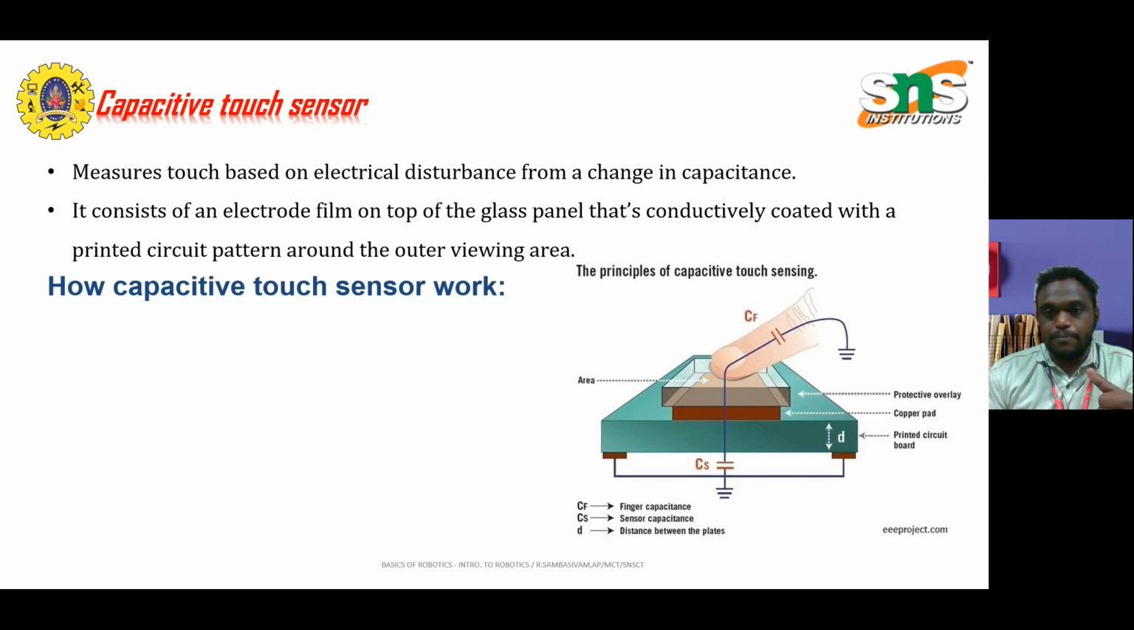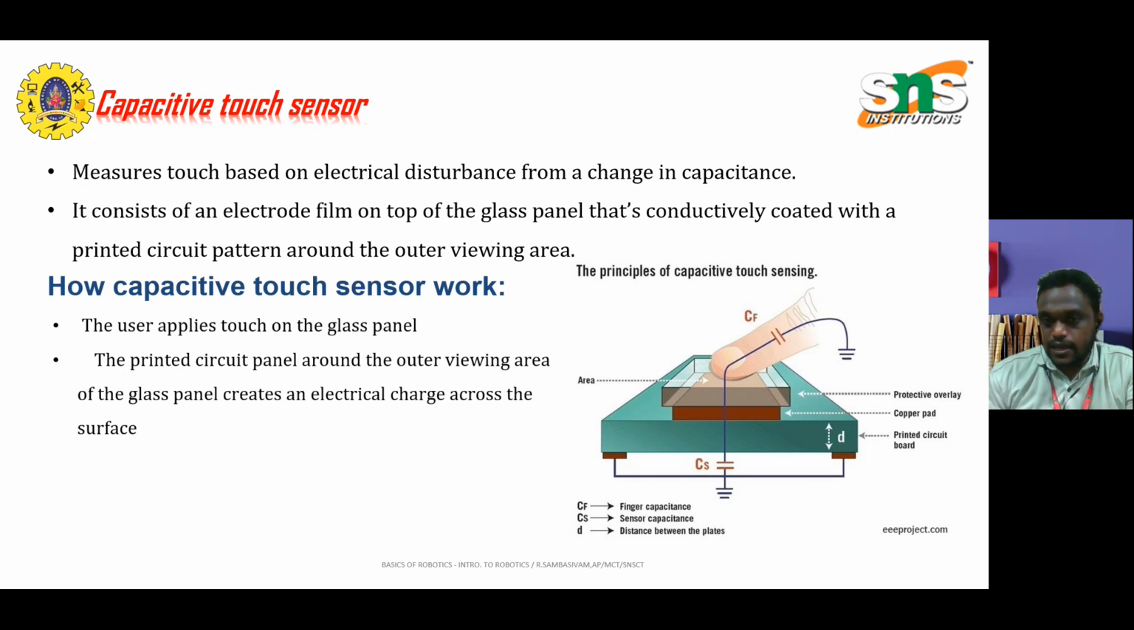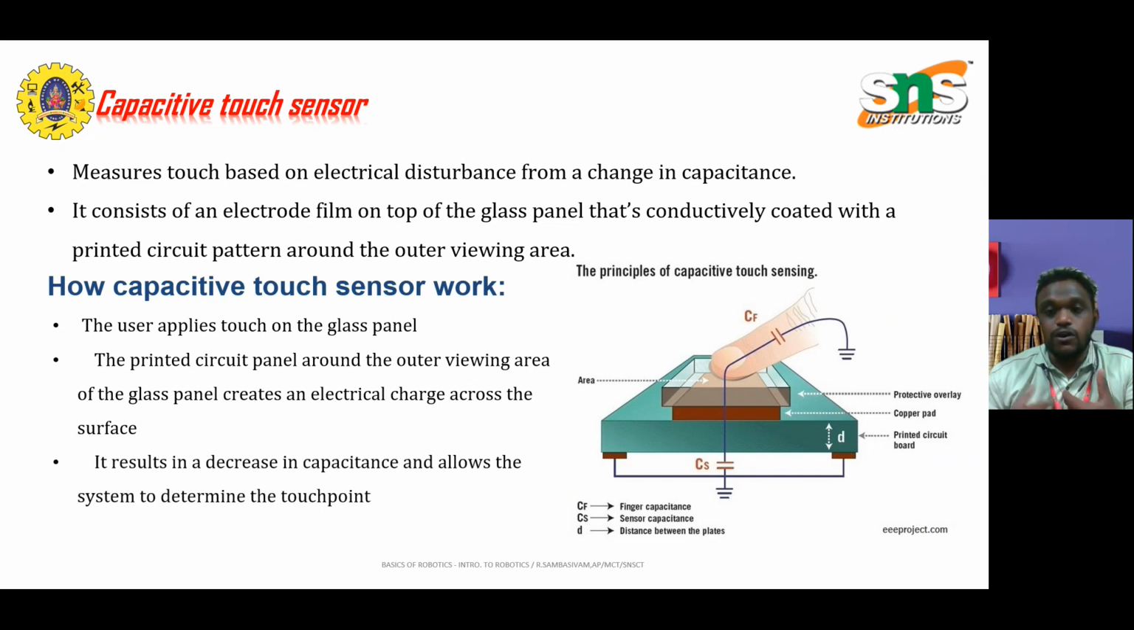When we press or apply force on a particular area, it makes the capacitance change. So when the user applies a touch on the glass panel, the printed circuit around the viewing area of the glass panel creates an electrical change across this surface, which results in a decrease of the capacitance and allows the system to determine a certain output when there is a disturbance in the protective overlay.